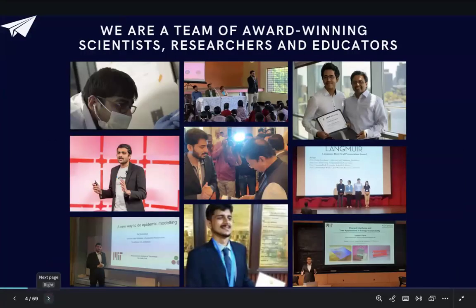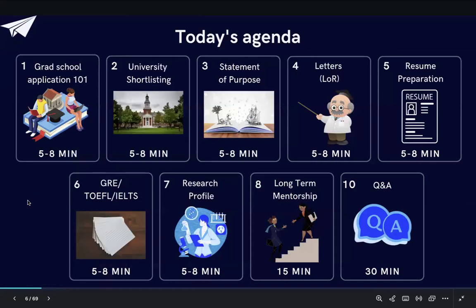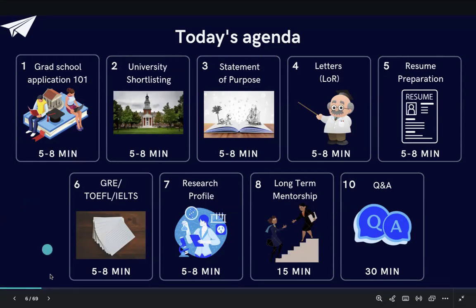These are some photos of their accomplishments when they were at IIT and doing their PhDs at Purdue and MIT. All right, so today's agenda: I'm going to take you through the grad school application and what is required for it, may it be that you're applying for your masters or PhD, and a little bit about university shortlisting, which is a very important step considering that we are now in April and you want to apply for next year. Then we will move towards the documents: SOP, LORs, resume, and then the exams, GRE, TOEFL, IELTS, and a very important topic, research profile. I will tell you why a research profile is important in your application, and then a little something about long-term mentorship. And if time permits, we will take a few questions at the end also.